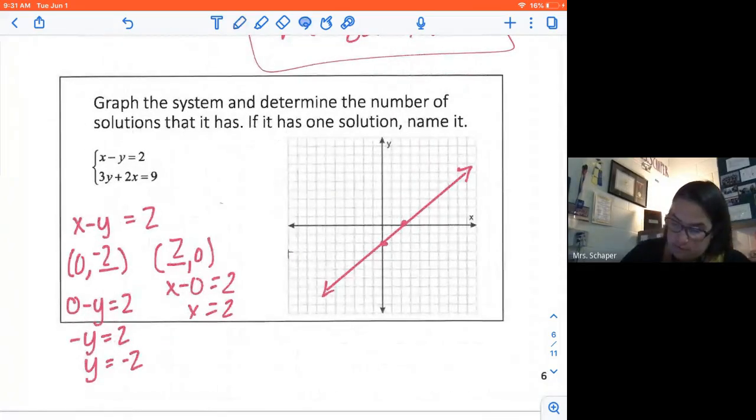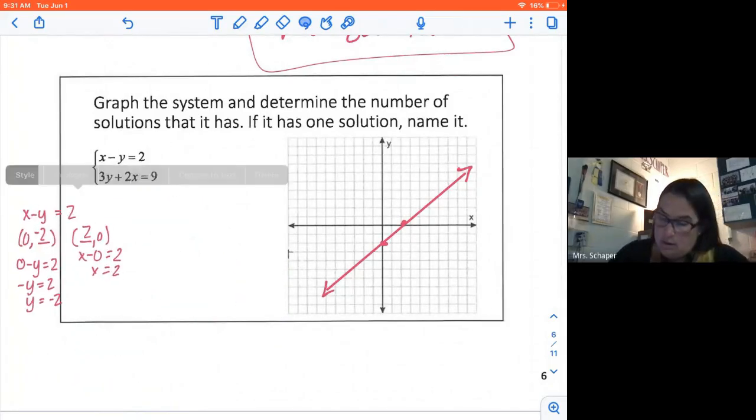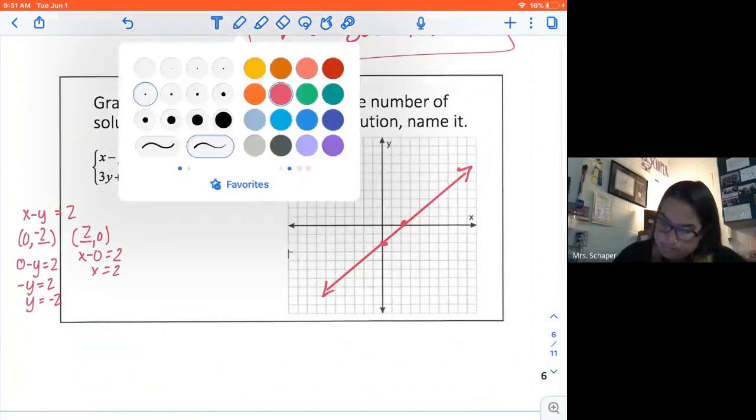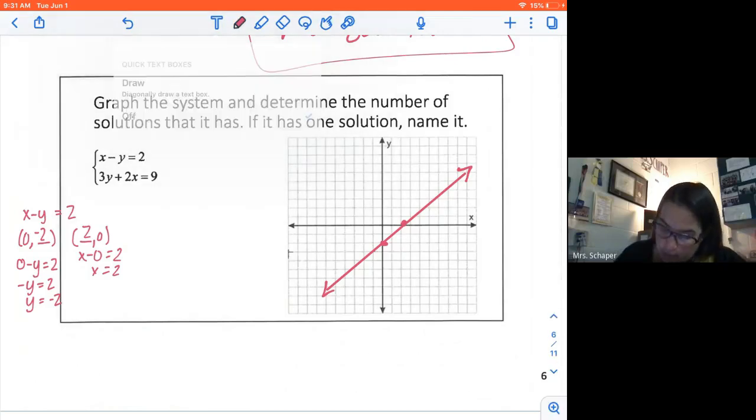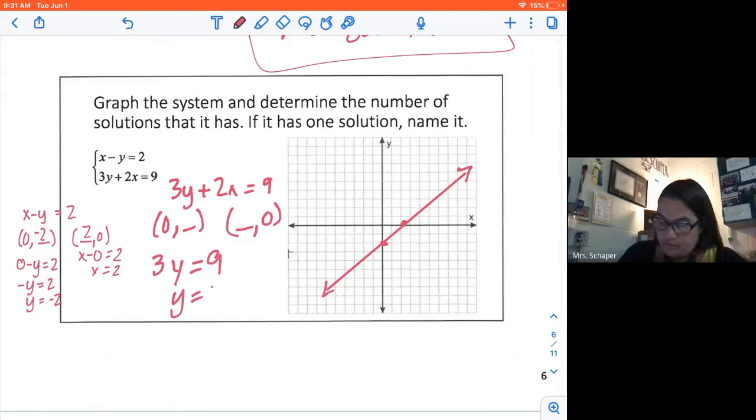I'm going to shrink this down a little bit. All right, here we go. 3y plus 2x equals 9. So I'm going to do if x is 0, what is y? If y is 0, what is x? So 3 times y equals 9. Y equals 3. So it crosses the y-axis at 3.